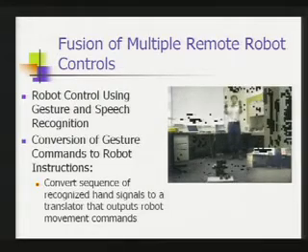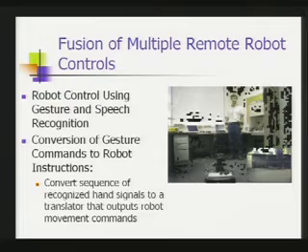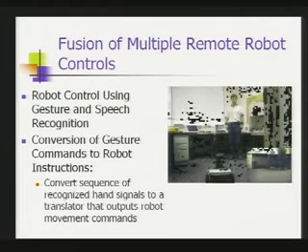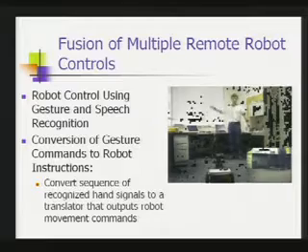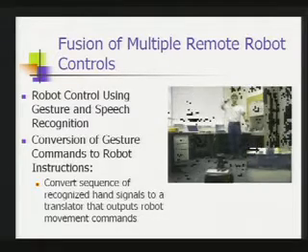What if I'm using a microphone and gestures, and I'm saying stop while I'm showing move ahead? What if there are conflicting commands? Now, the other issue is, what if there are consistent commands? Which commands should be executed?